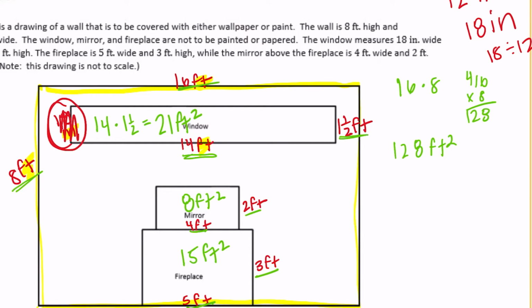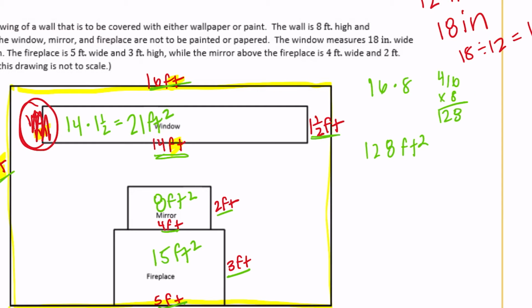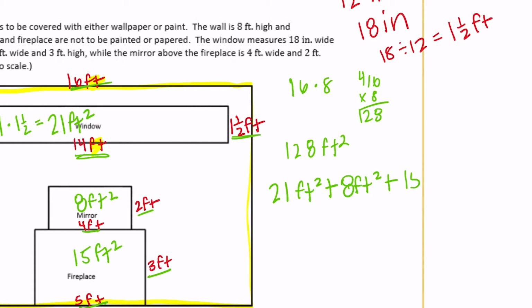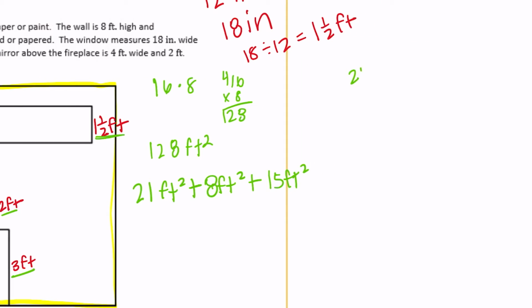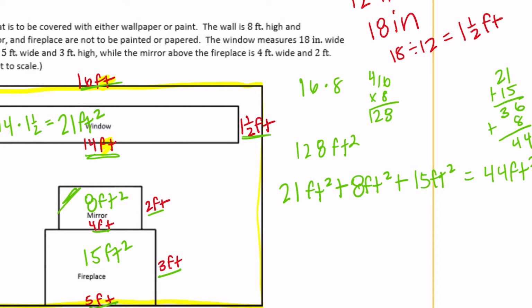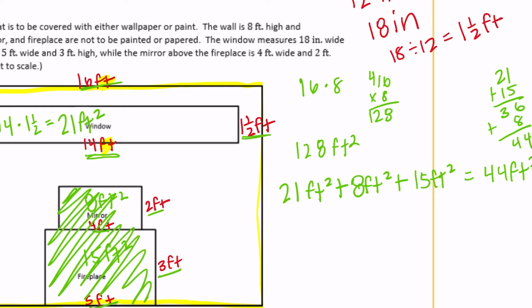So together, what we're not using would be 21 feet squared plus the 8 feet squared plus the 15 feet squared. So let's add all of those together. I'll do 21 plus 15 plus 8 gives us 44 feet squared. So that is what we're taking out. So I'm going to take all of this out of the wall.